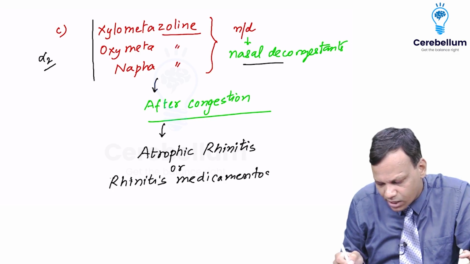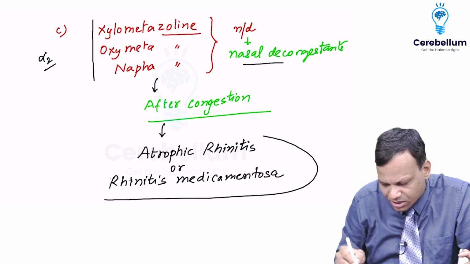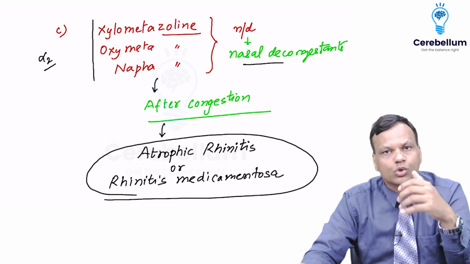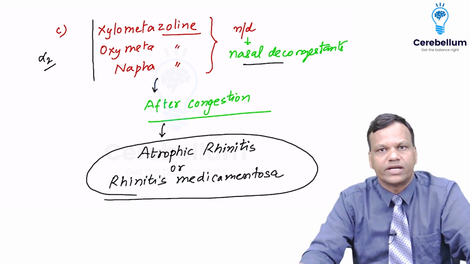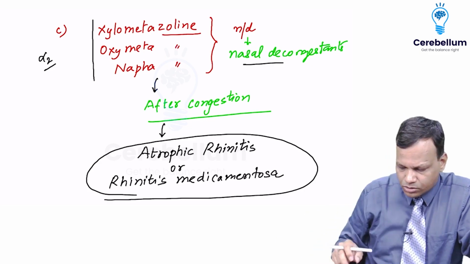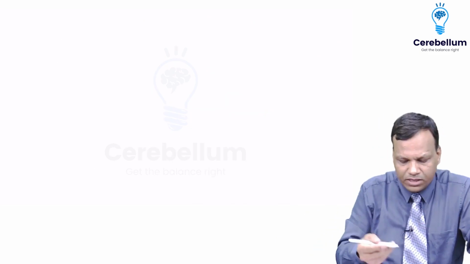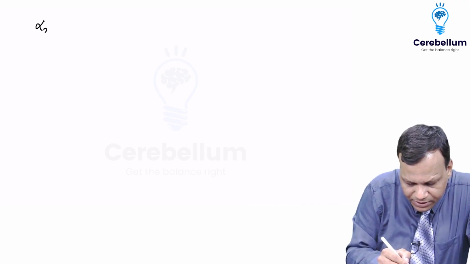This is the MCQ asked: which of the following drugs if we use repeatedly can cause rhinitis medicamentosa? The answer will be zolines, xylometazoline, oxymetazoline like drugs. Okay, so these are the important drugs which act on alpha 1 receptors. Okay? Then moving to alpha 2 receptor.